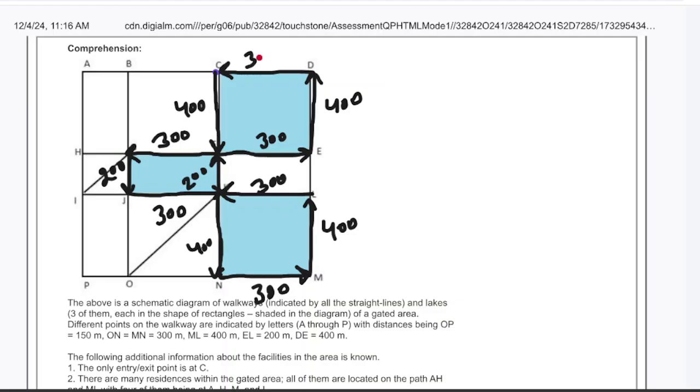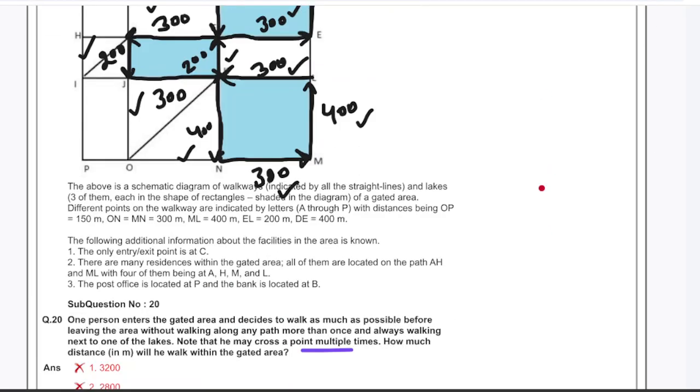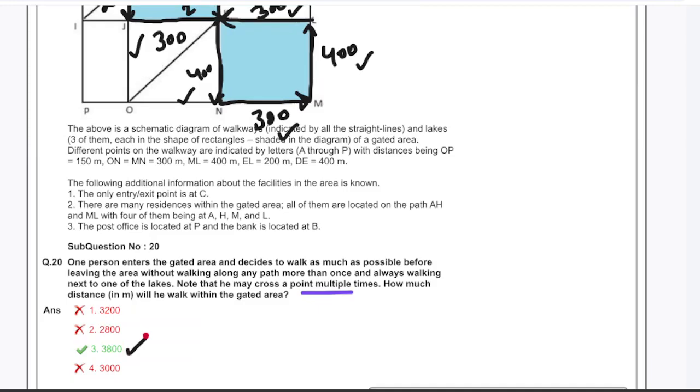This is again 300. Let's add everything. Starting 400 plus 3, 700, 900, 12, 16, 19, 23, 26, 28, 31, 35, and 3, 3800. That should be the answer, and that is here.